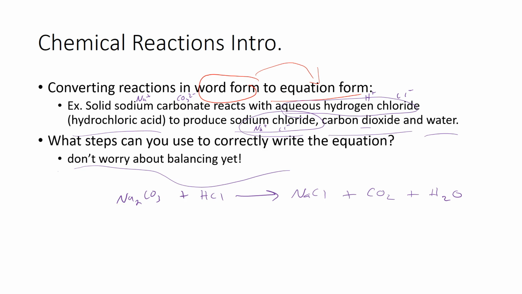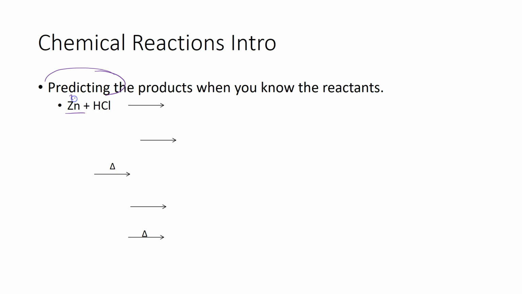So, next thing is we want to be able to predict products, when we know what the reactants are. And again, that entails some knowledge of the way chemical formulas work. So in the case of this, zinc and hydrochloric acid. Zinc is a metal, right? So it's Zn2+, H+, Cl-, right?